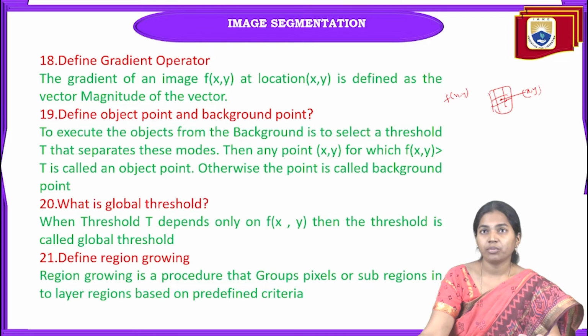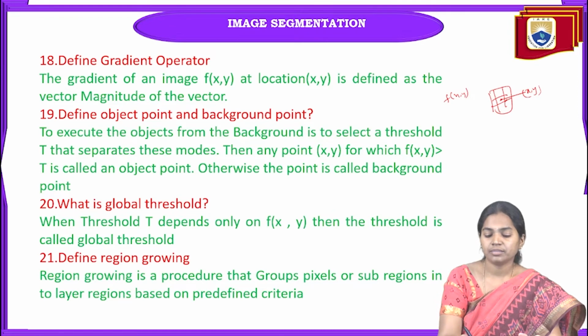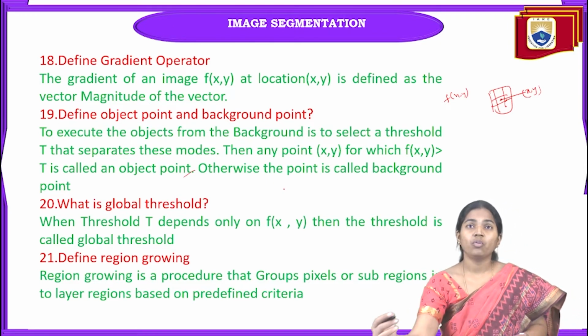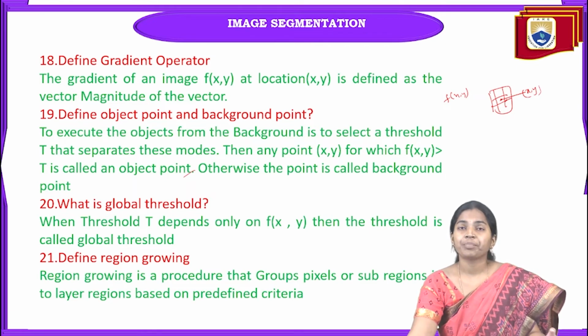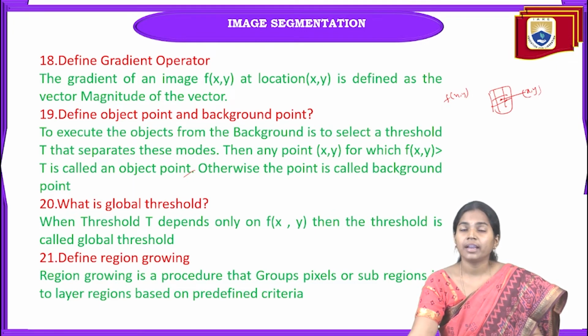Define object point and background point. To extract the objects from the background is to select a threshold T that separates these modes, and then any point x comma y for which f of x comma y is greater than T is called an object point, and otherwise it is called a background point. So here, to detect the object and background points, we assign some threshold value; pixel values greater than that are object, and the remaining are background. So any point x comma y for which f of x comma y is greater than T is called an object point, otherwise the point is called a background point.